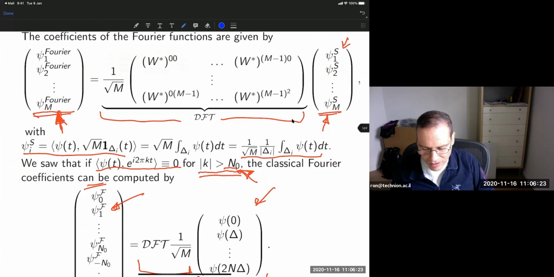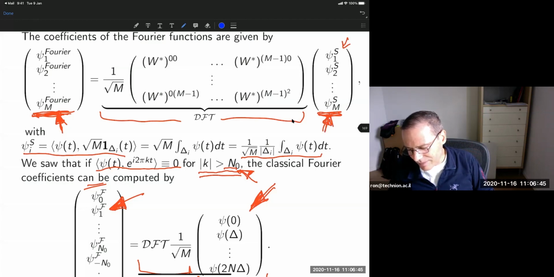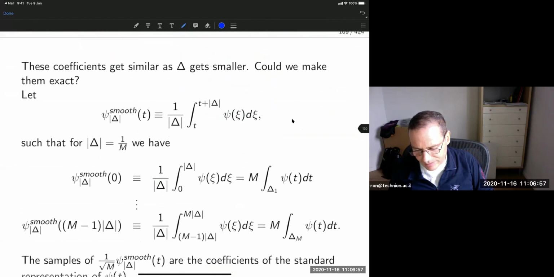We are after the new Fourier coefficients from DFTing the standard basis coefficients, and we want to relate them to the coefficients of my sampled signals. This is something that we can compute, at least theoretically. This is something that we can compute practically. And now we want to relate these ones that we can compute practically to these ones that we would have liked to compute theoretically. Let us see how they are related.